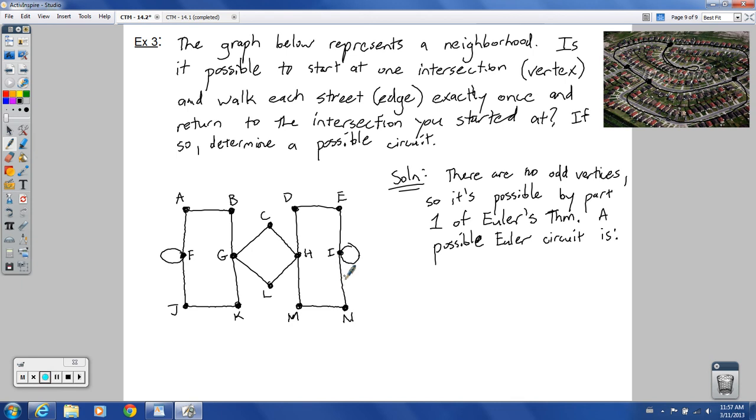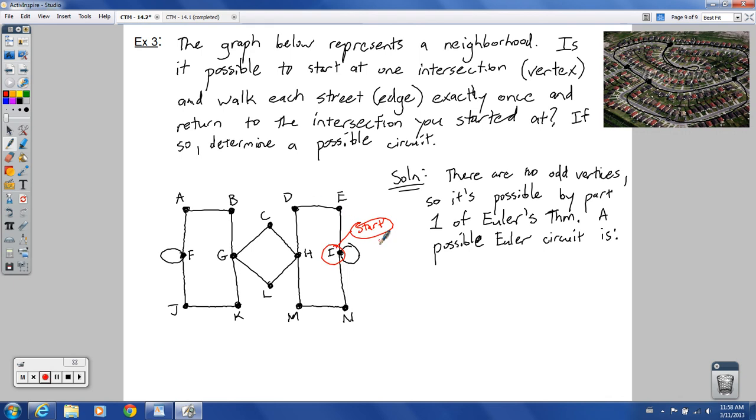Okay, so let's get out a different color at this point, and let's draw in a possible circuit. So I can start and end at any vertex because they're all even. Let's say I start here at I. So I'm going to circle I. I'm going to say this is where I am starting.